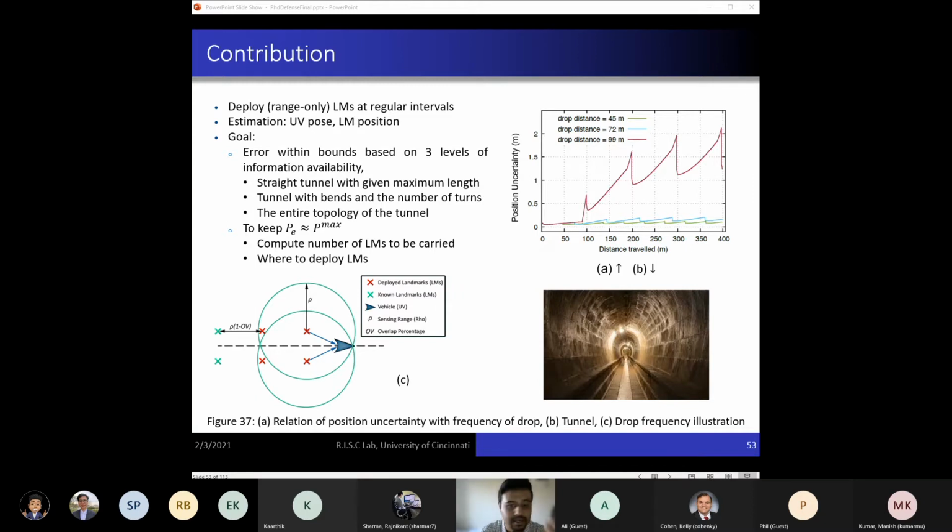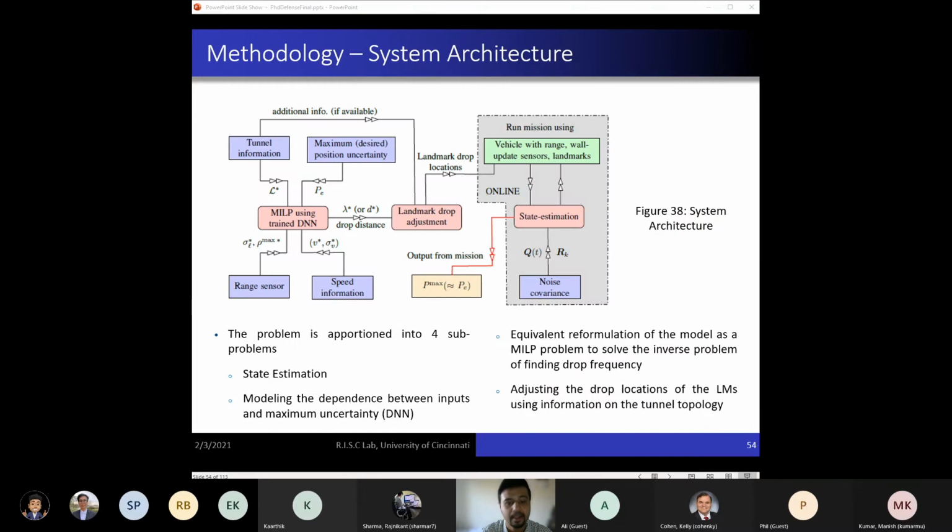Now, not all tunnels will be straight. They can have bends or turns. Based on whether we know the exact topology of the tunnel, that is the length of each segment along with the turn angles and their positions, or partial topology, that is the expected travel length and the number of turns without the actual turn angles or their positions, we propose two extensions.